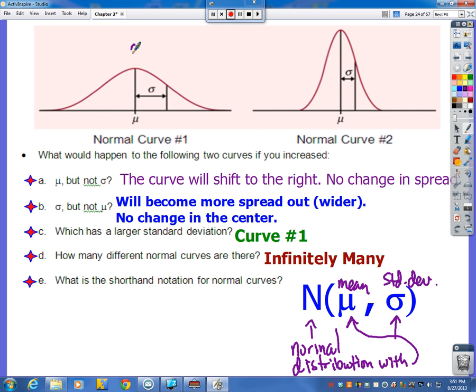Imagine you're skiing. Here's your skis. Here's your arms. And here are your poles to help you ski. Imagine you're going to go down this slope, this normal curve.